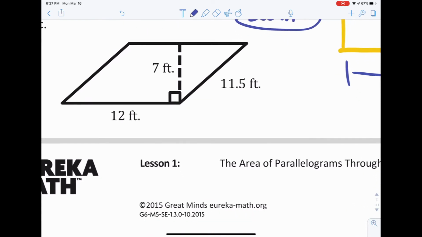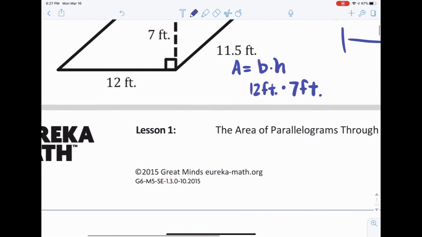All right, hopefully you tried it. I know that the formula for area of a parallelogram is base times height. I know the base is 12 feet. I know the height is 7 feet. I could ignore that 11.5. Don't really need it for this problem. All I have to do is know what 12 times 7 is, and that is 84. So the answer is 84 square feet, 84 feet squared.